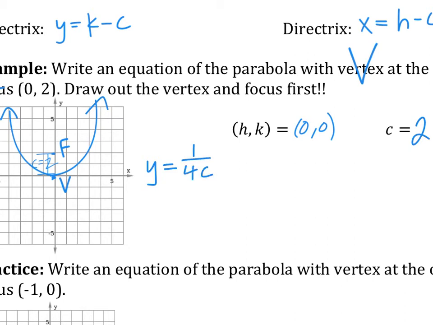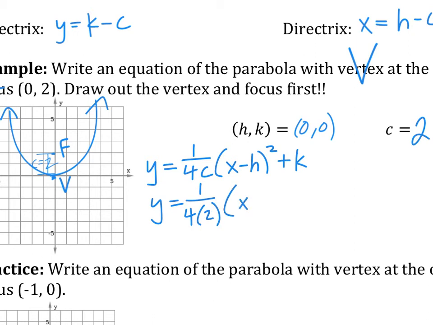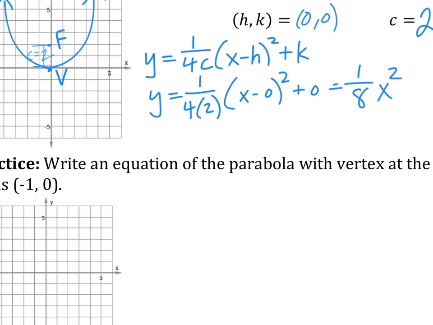1 over 4c times x minus h squared plus k. Okay, you have all the information you need to plug in and figure out the equation of the parabola. So go ahead and do that. Plug in everything we know. So y is equal to 1 over 4 times 2 times x minus 0 squared plus 0, which is 1 over 8x squared. Good? Okay, let's try another one.